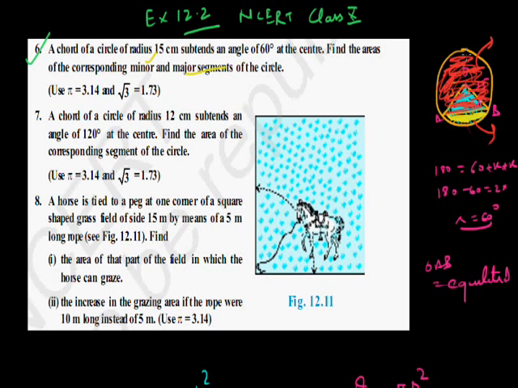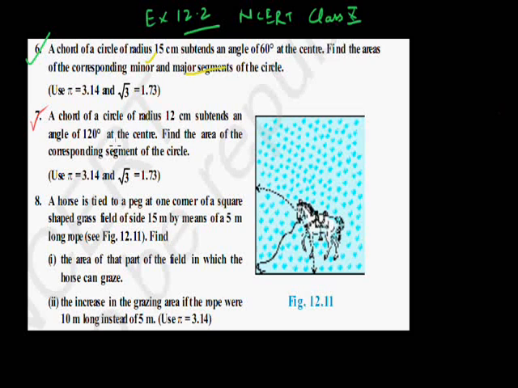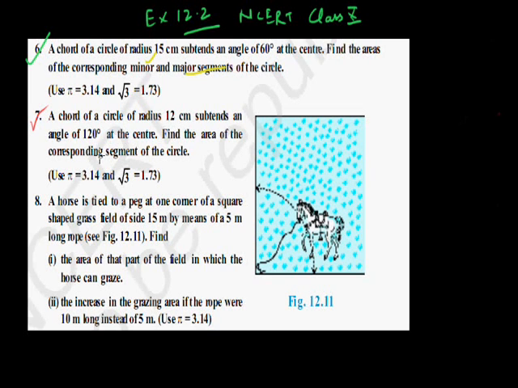Now let's come to the next problem. Question number 7. A chord of a circle of radius 12 cm subtends an angle of 120 degrees at the center. Find the area of the corresponding segment of the circle. Now this problem is the same. Let's draw the diagram here. Let this be the circle. The radius is given as 12. Let's say this is the radius.